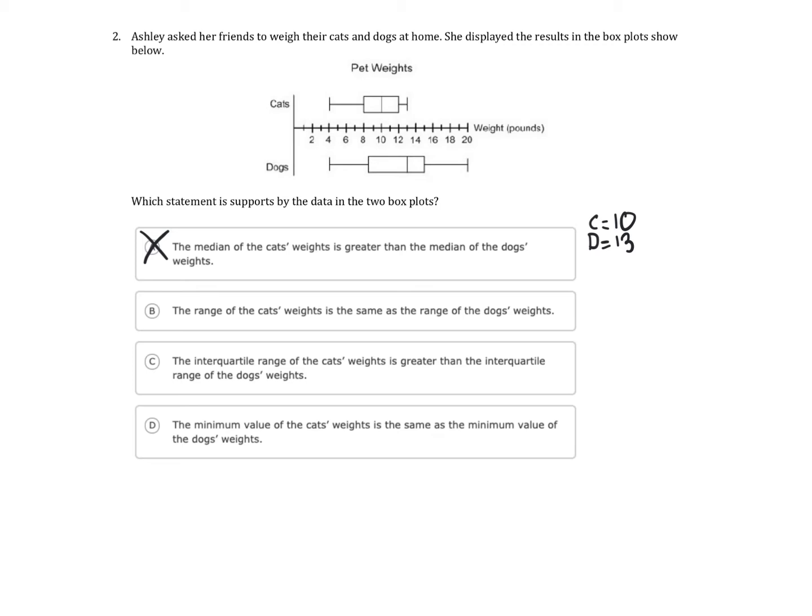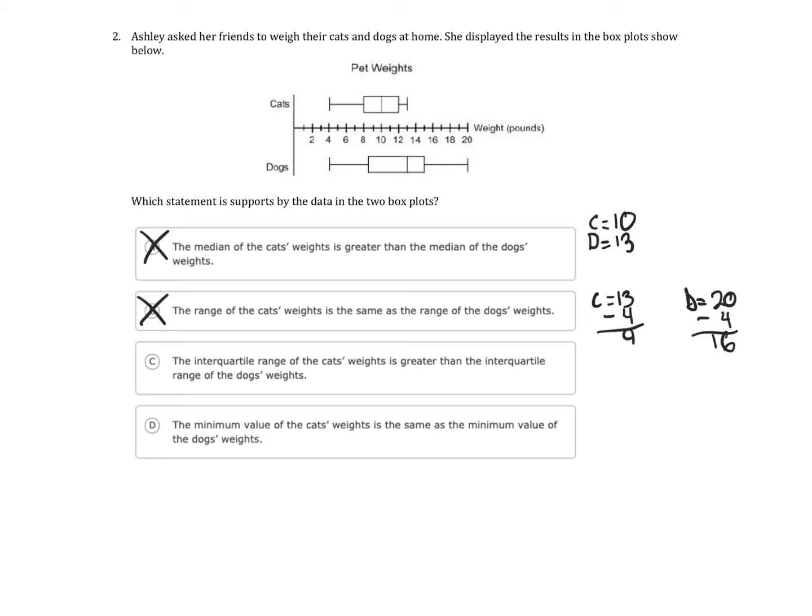So when we do cats, that would be 13 minus 4. When we do that, we get 9. For dogs, we would do 20 minus 4 to get 16. So since they are different, B would be wrong.